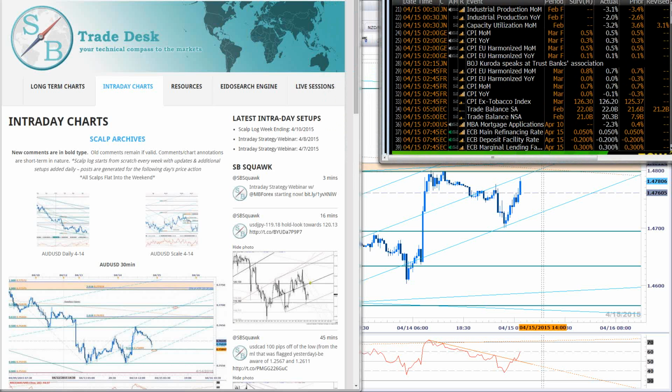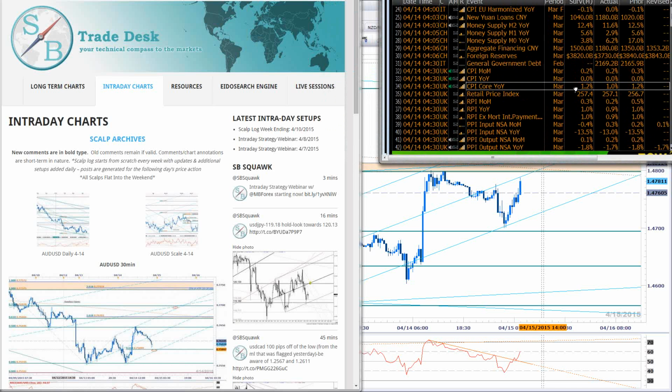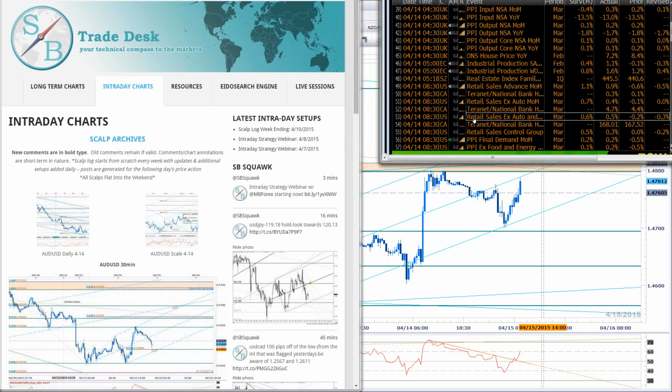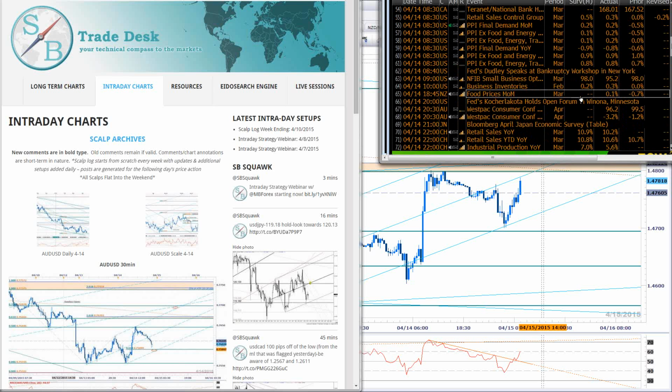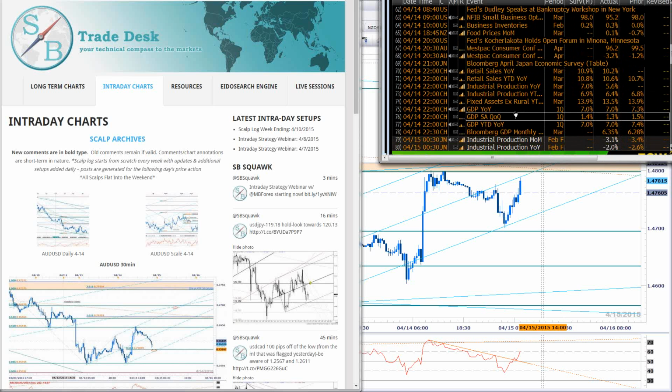So here's what the data track looked like yesterday with the China data. Where are you, China data? Okay, so GDP came in at 7%. We came off of 7.3%. It was really the industrial production numbers.